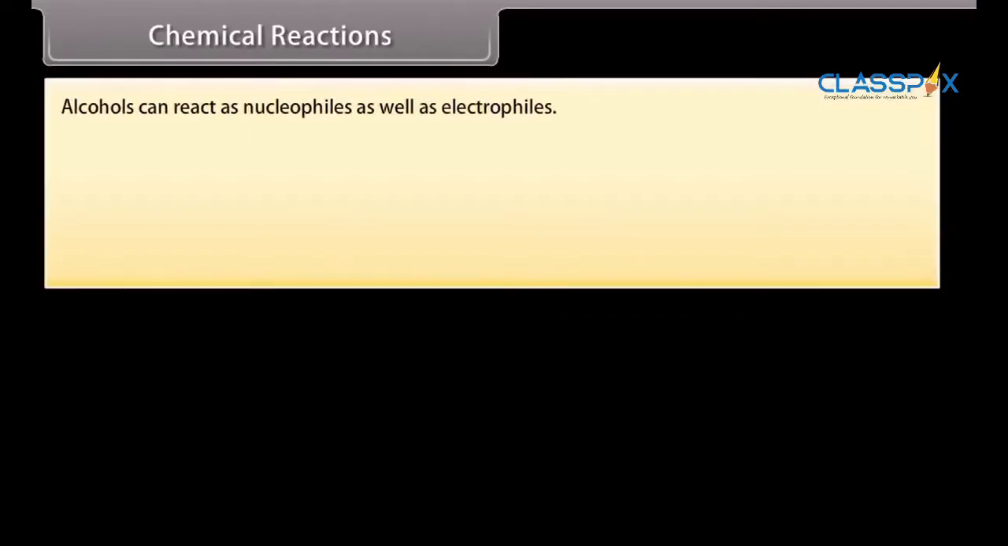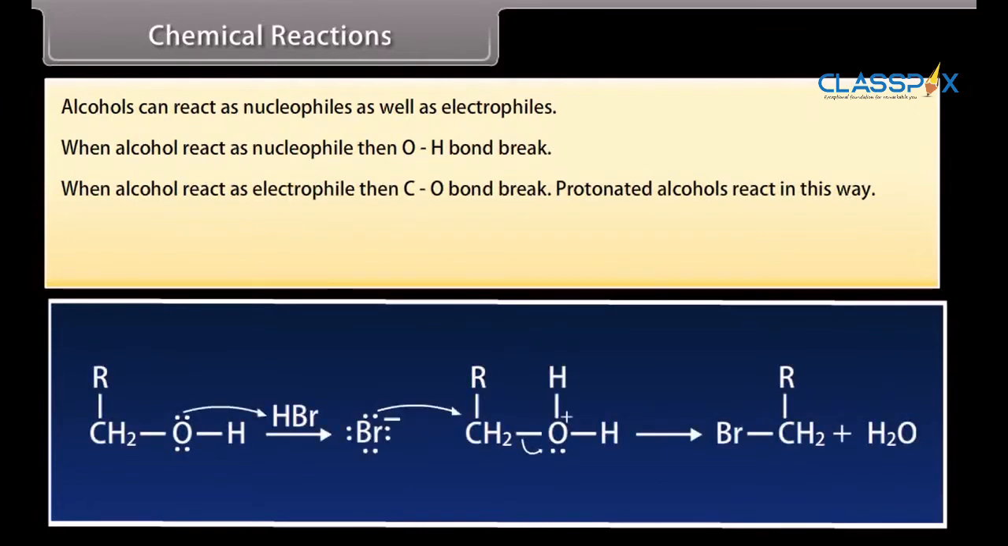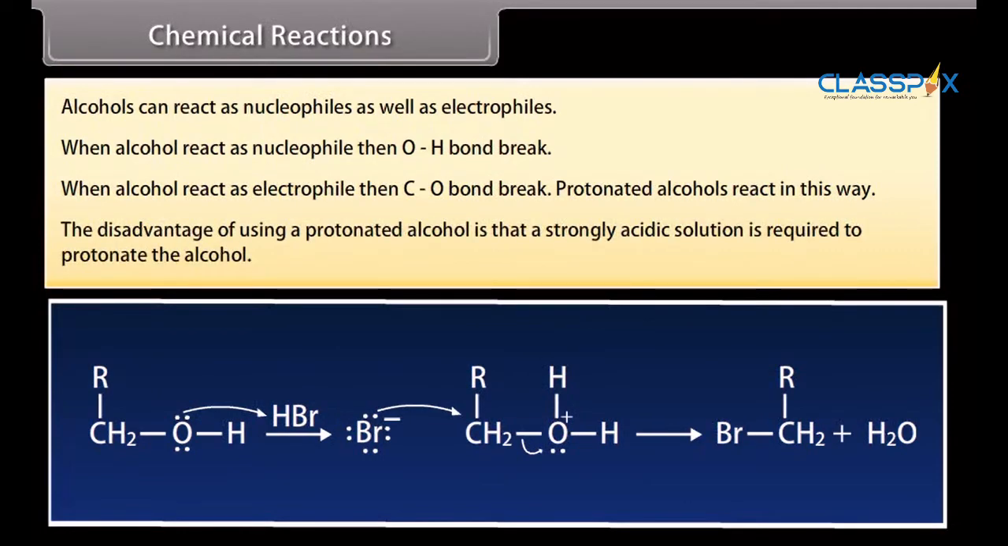Chemical reactions. Alcohols can react as nucleophiles as well as electrophiles. When alcohol reacts as nucleophile, then OH bond break. When alcohol reacts as electrophile, then CO bond break. Protonated alcohols react in this way. The disadvantage of using a protonated alcohol is that a strongly acidic solution is required to protonate the alcohol.